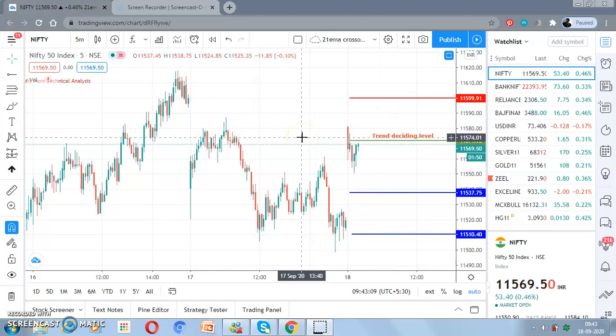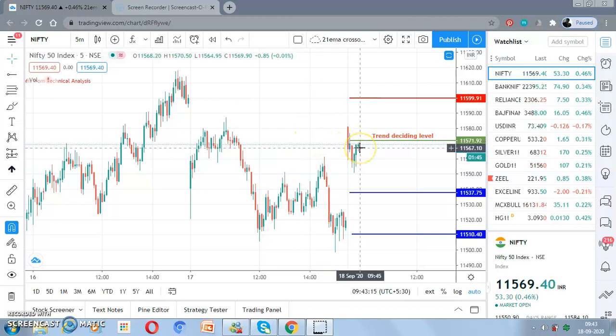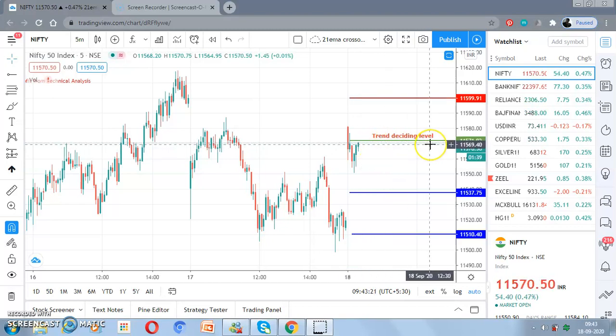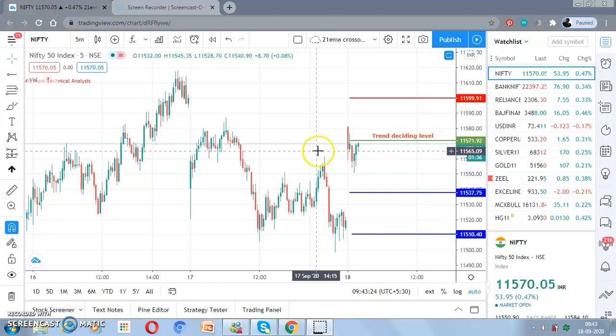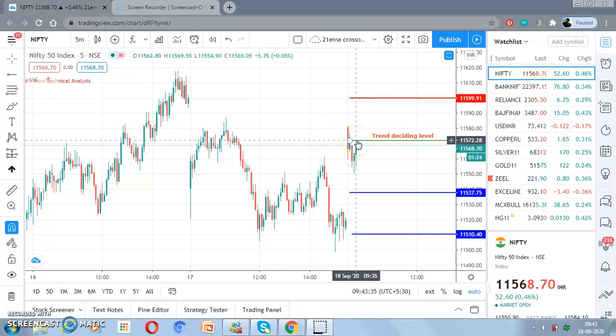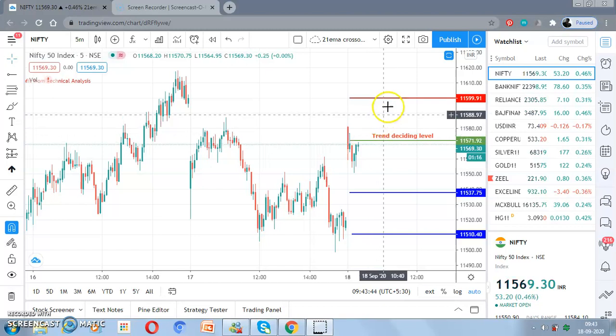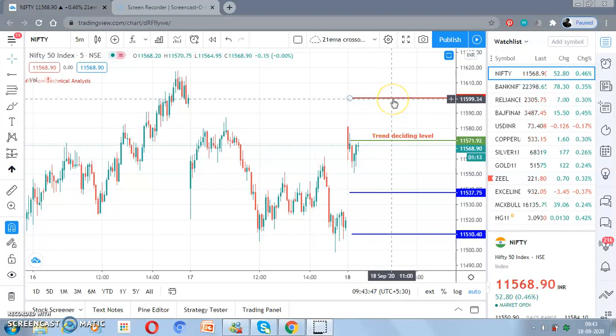Just like yesterday, we will analyze the spot Nifty right now. Right now we are at 9:45 a.m. and the trend deciding level for today for the Nifty is 11,571. So safely, 11,575 is your trend deciding level. As I said yesterday also, if the Nifty goes above and sustains above the 11,575 level, then you can target the upper level which I have given here as 11,600.